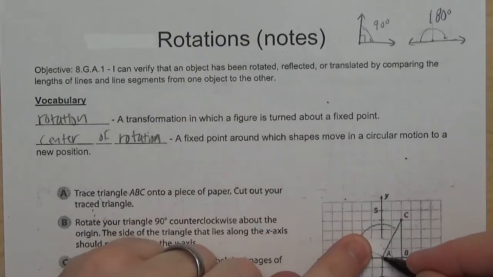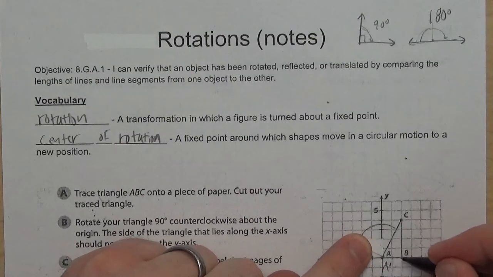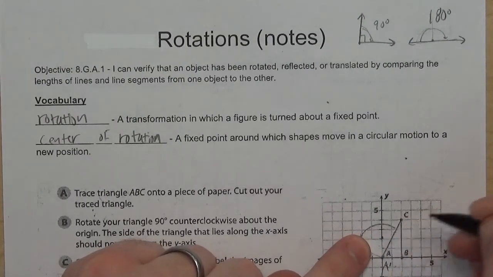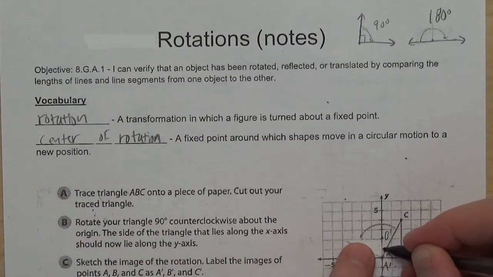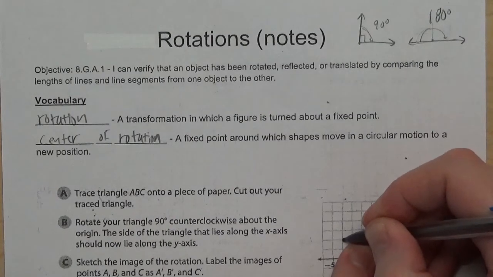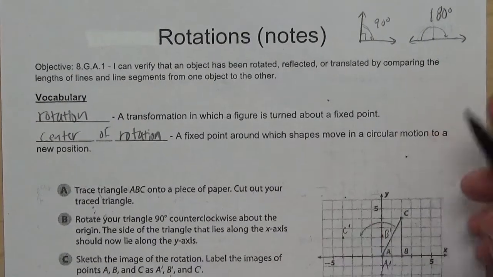Well, A didn't move at all. It was right here. It was on the origin. Anything on the origin is not going to move. That's A prime. B was 2 units away from the origin here to the right. Now it's 2 units pointing straight up. So that's going to be B prime. And then we had C that was right here, rotated to right there. That's C prime. So go ahead and sketch that in here.